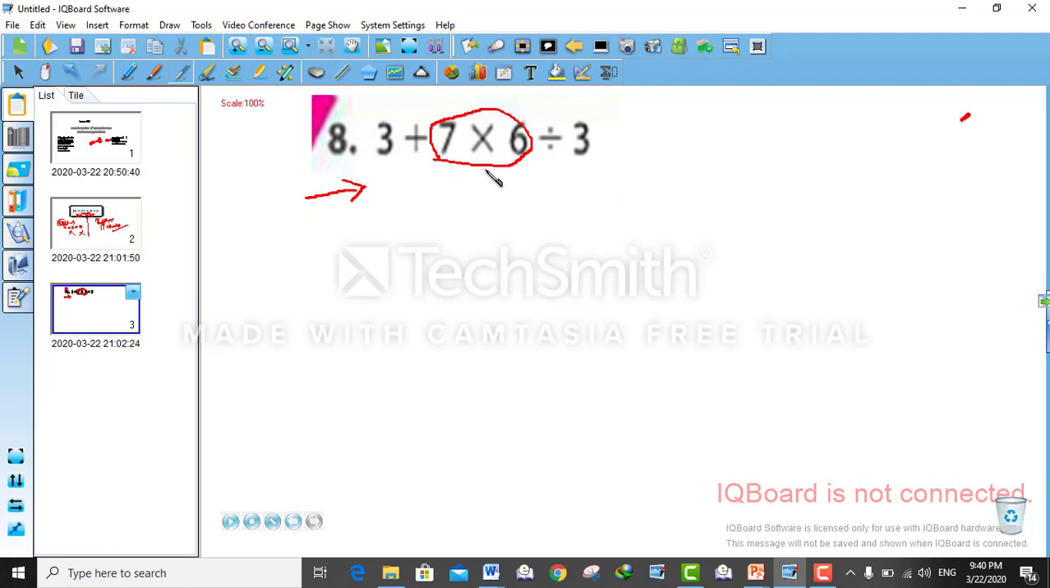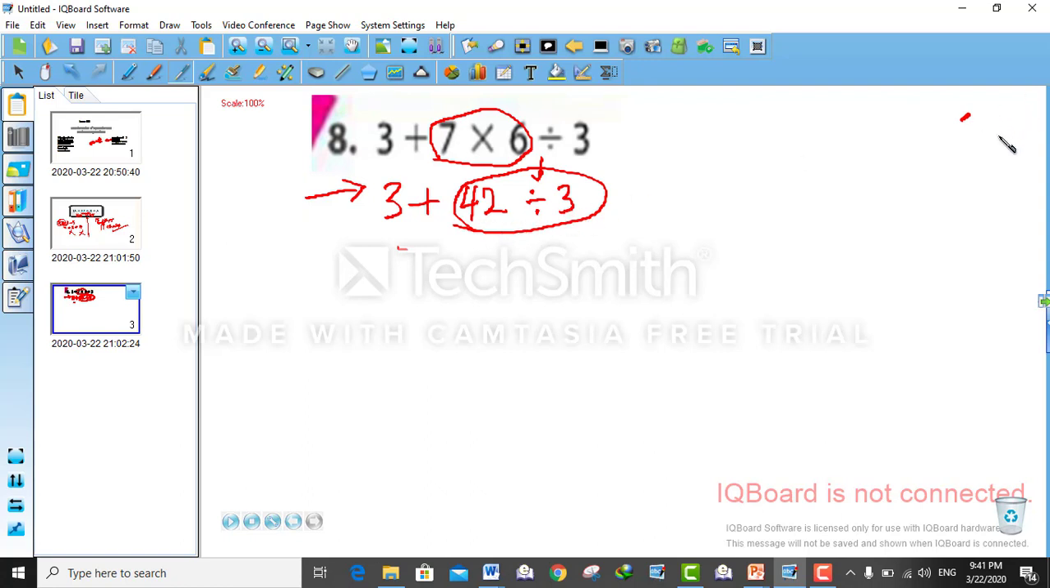So 6 by 7 will give us 42. Then let's copy the division. Let's copy the 3. Let's copy this addition as well. Now it's 3 plus 42 divided by 3. Which one should I start with? Yes, I should start with the division, this one, because the division is stronger than addition. Now I have to calculate what is 42 divided by 3.